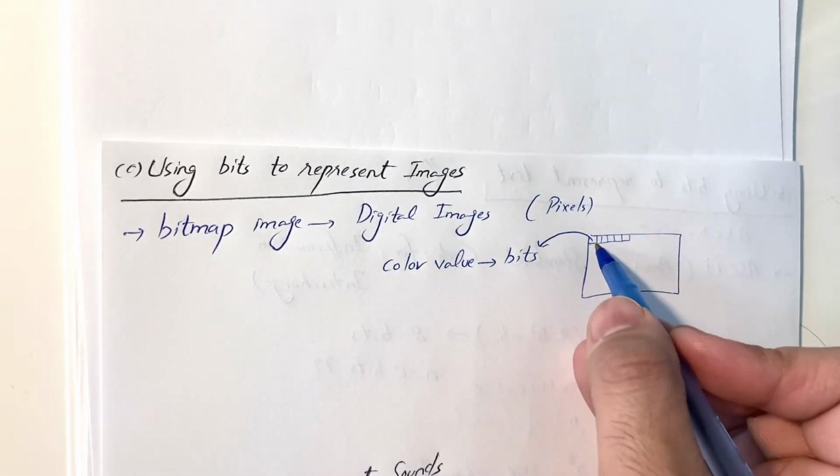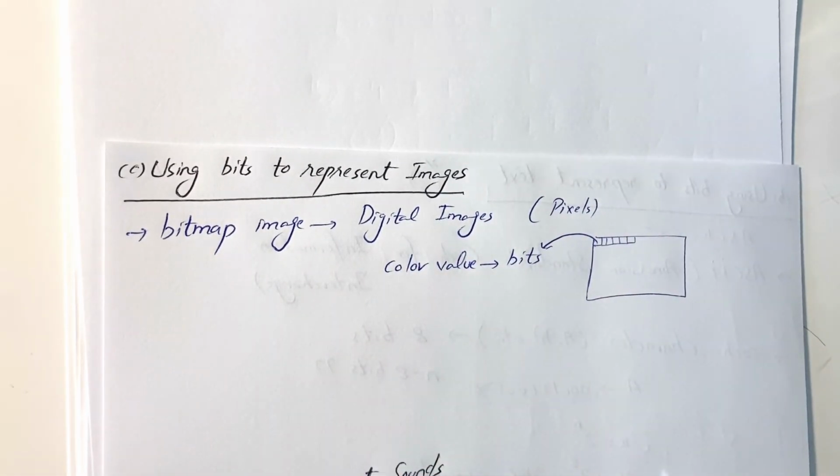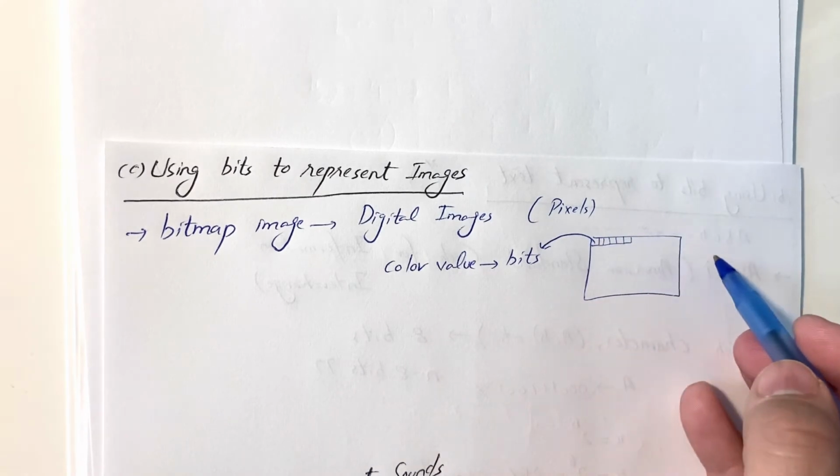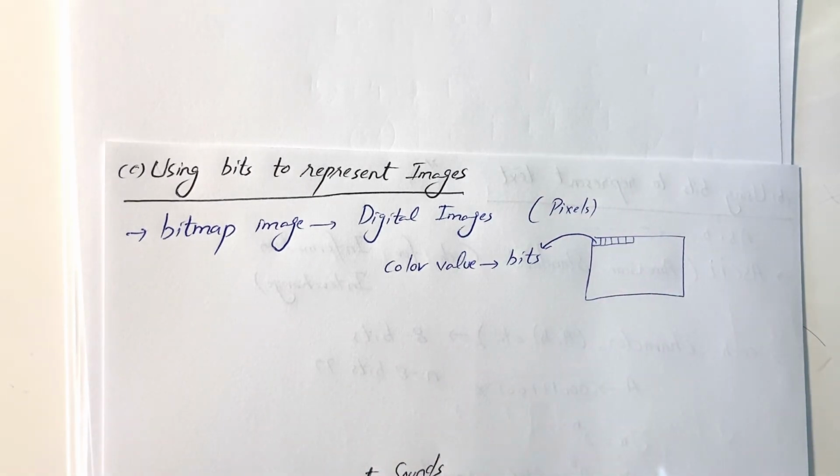So again, let me repeat: bitmap images are made up of these small boxes called pixels. Each pixel represents a color, and that particular color is represented in the form of bits.